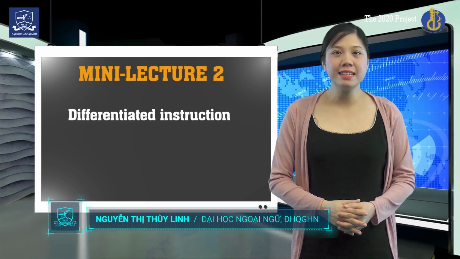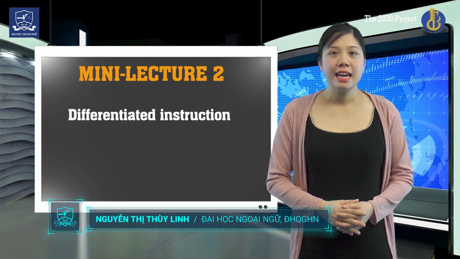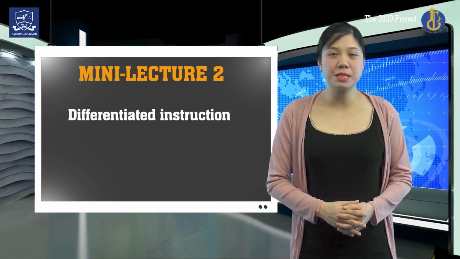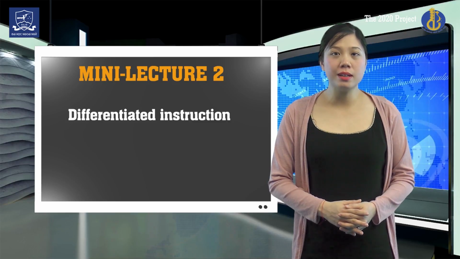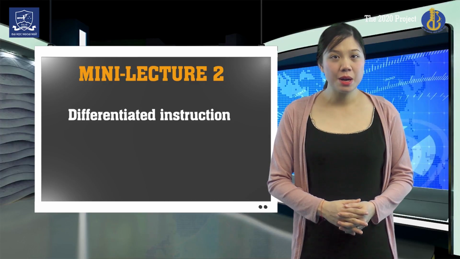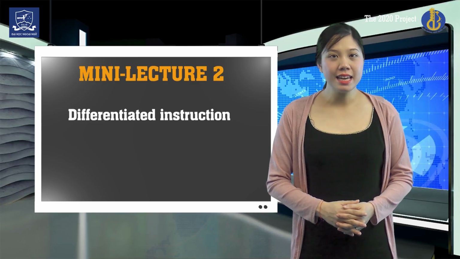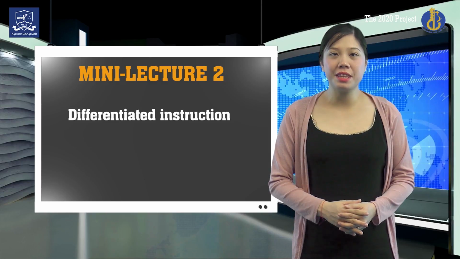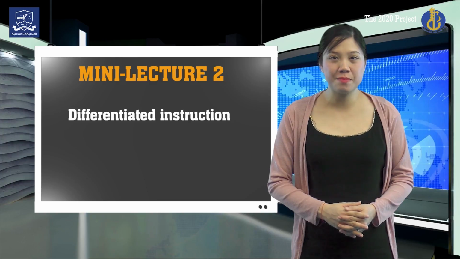Welcome to the second mini lecture focusing on differentiated instruction. Kids of the same age are not all alike when it comes to learning, any more than they are alike in terms of size, hobbies, personality, or likes or dislikes. Kids do have many things in common because they are human beings and because they are all children. But they also have important differences.